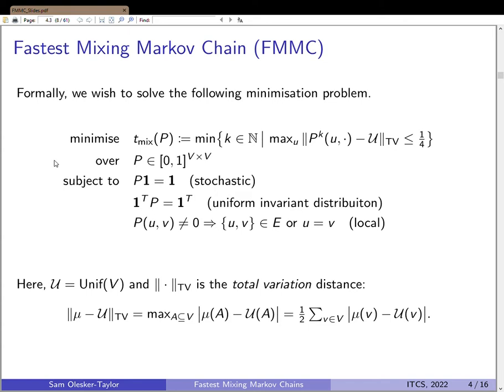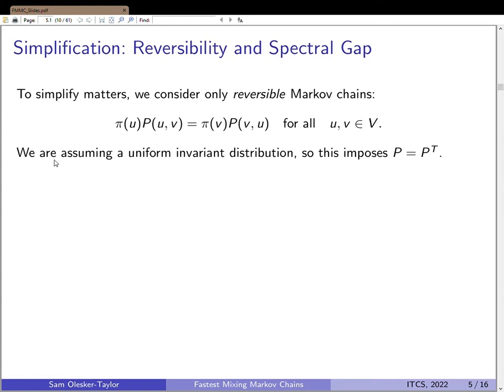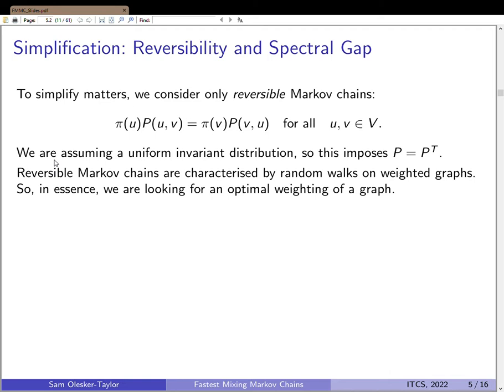Okay, so we're going to do a couple of simplifications. First is to only consider reversible Markov chains. And in particular, we're requiring a uniform invariant distribution, right? So this imposes that our transition matrices are symmetric. Reversible Markov chains are characterized by random walks on weighted graphs. That is, given any reversible Markov chain, you could always define a graph and a weighting on that graph such that the reversible Markov chain is given by the random walk on this weighted graph, and the converse also holds. So in essence, we're looking for an optimal weighting of a graph.